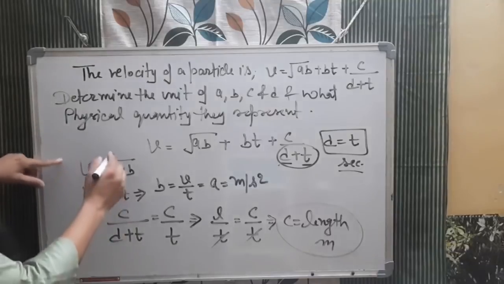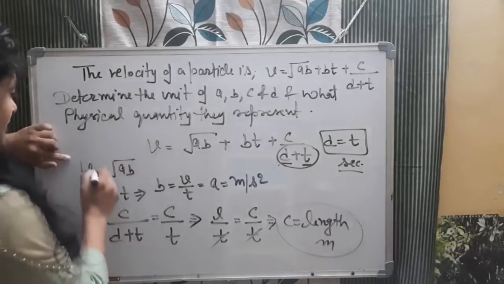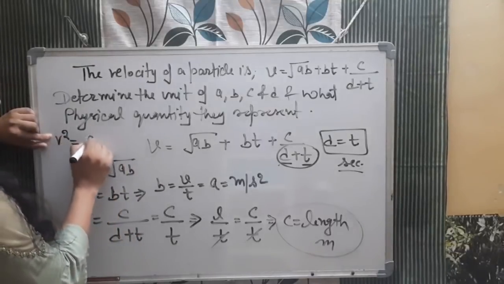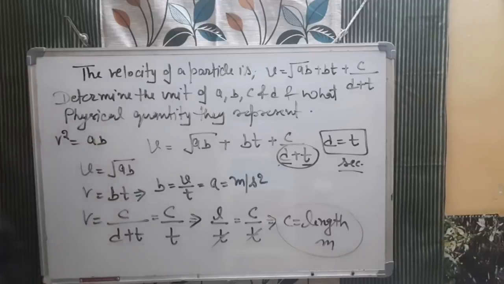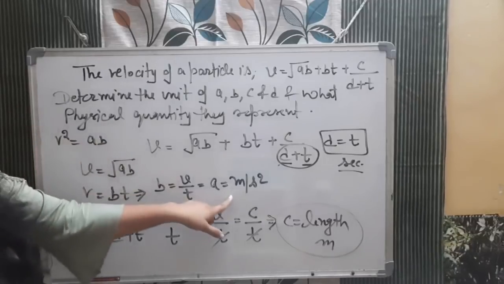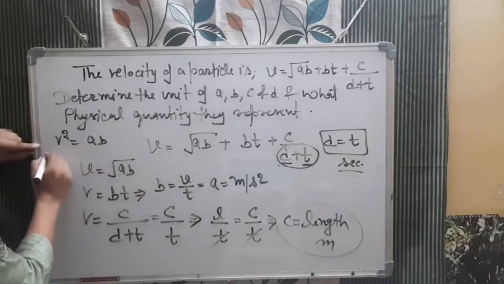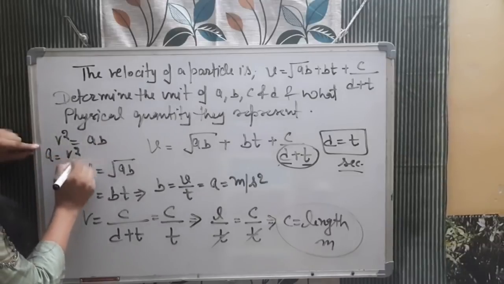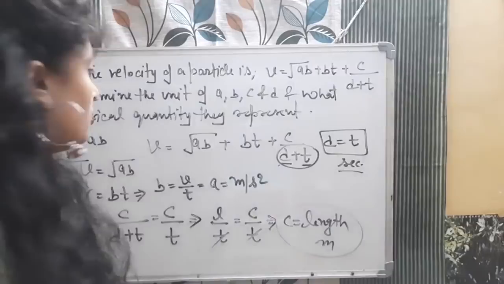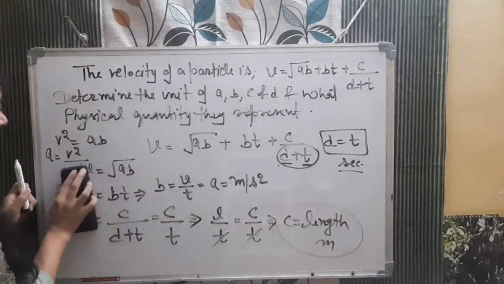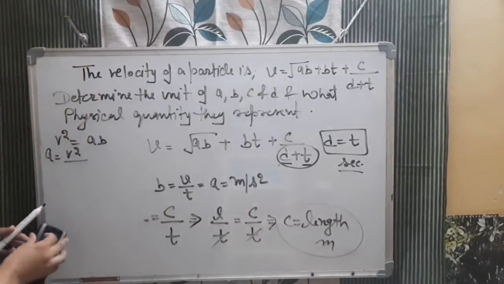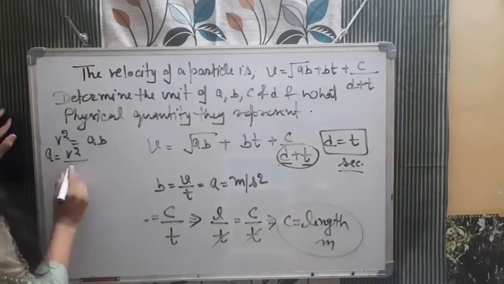Come to the first part, AB. Now what will we do? Square this from both sides. We will get V square is equal to AB. We need to calculate A. B we already know, what is it? Acceleration. So we will say A is equal to V square divided by B. Because there is little space, I am erasing this. Okay. So what will happen? V square divided by B.